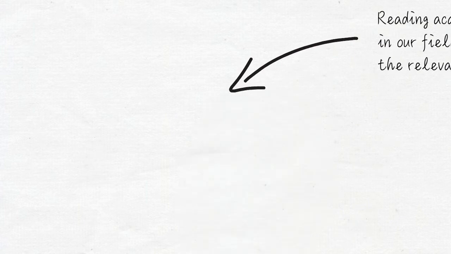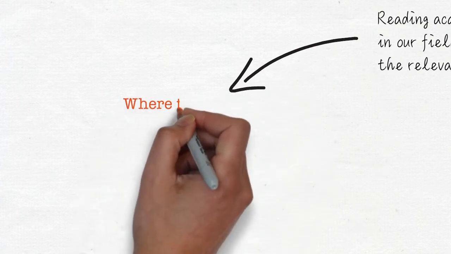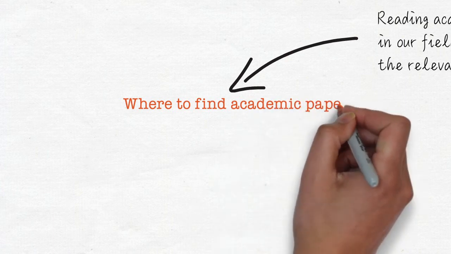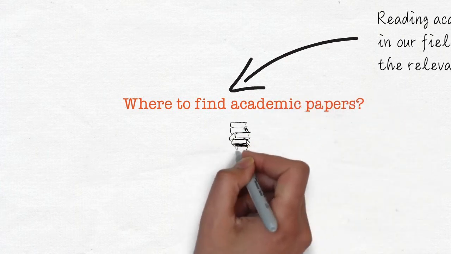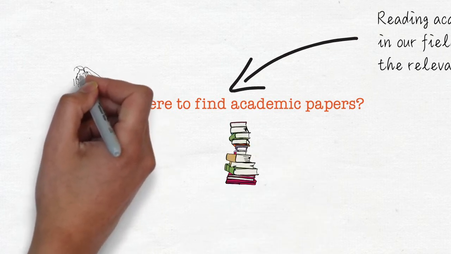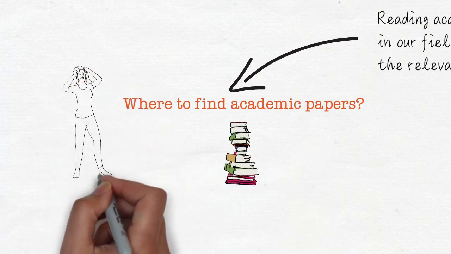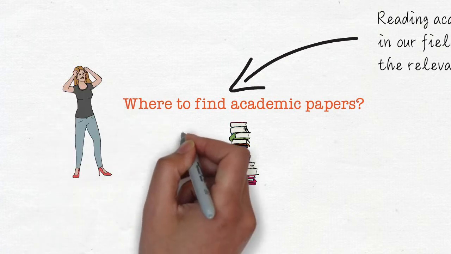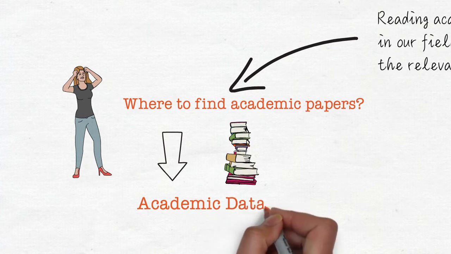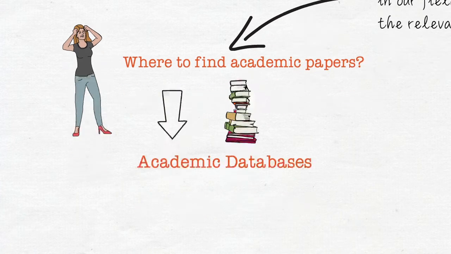So, where we should look for these manuscripts? There are thousands of academic journals and hundreds of thousands of papers in each journal. Since we do not have enough time to go to each journal and search for the papers we need in each of them, we use some specific databases.